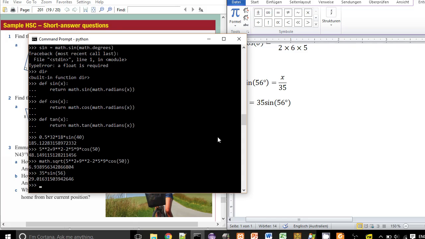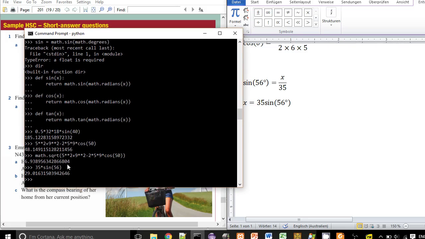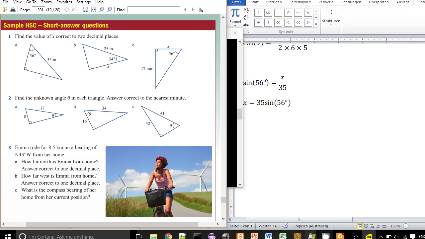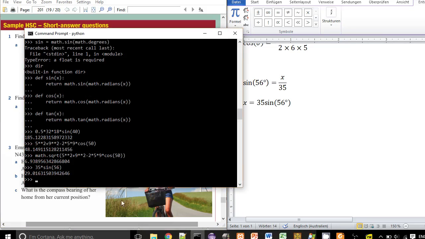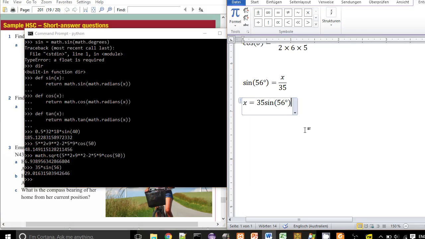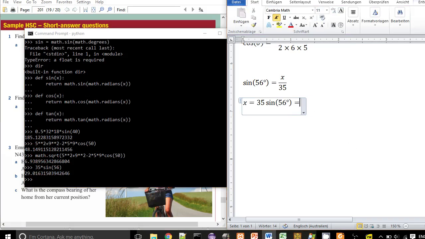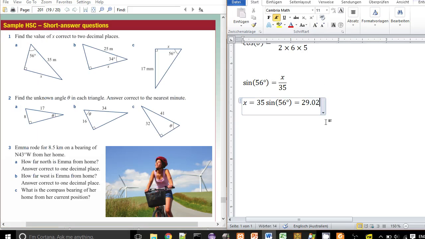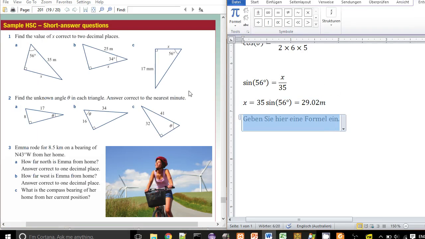Oh my god, this is my life doing trigonometry. Okay, 29.02. These are units, meters. Hooray! Now I know what that length is in that question.